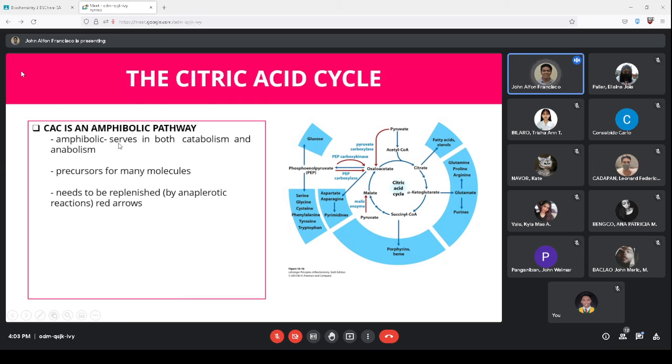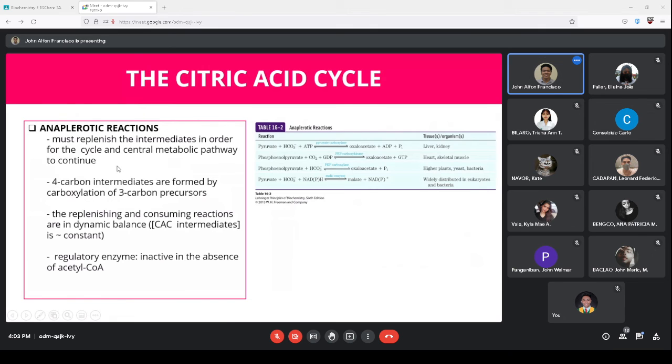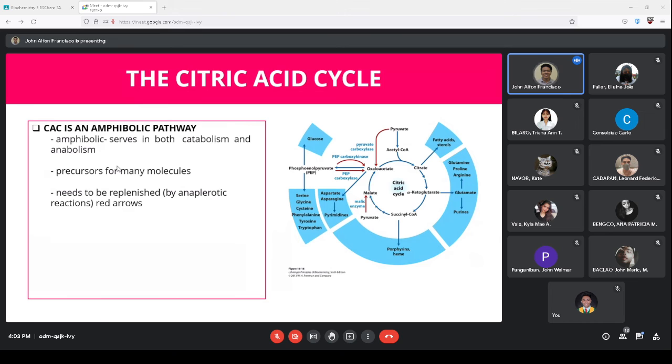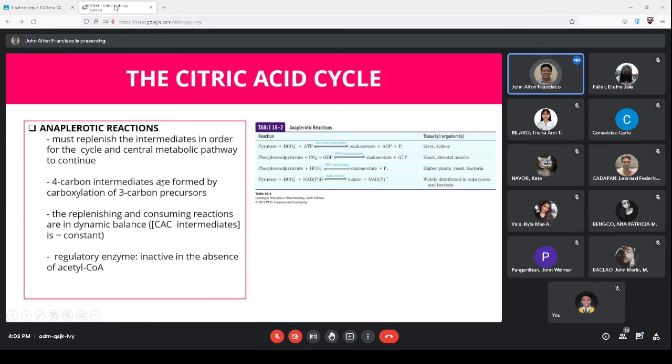Alright? So, amphibolic means it can be both catabolism or anabolism. Catabolism, breakdown, anabolism, joining. Okay? Ayan. So it needs to be replenished by anaplerotic reactions. Ayan. So, anaplerotic reactions must replenish the intermediates in order for the cycle and central metabolic pathway to continue. So, kailangan ma-produce ng maayos yung mga components within the citric acid cycle para mag-continue yung reactions natin.